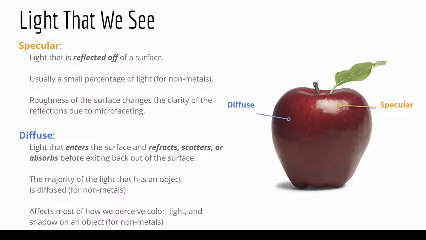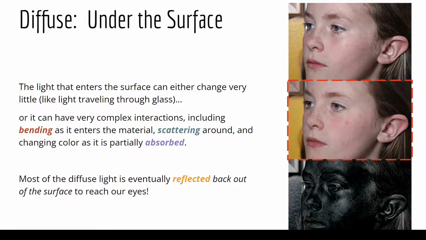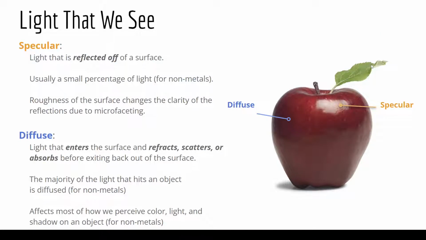So transitioning to terms that we're going to see in shading materials, we're going to define reflection and light entering the surface as specular and diffuse. So specular is going to be that reflection, the light that bounces off the surface and doesn't go underneath. Usually, if it's not a metal, that's a very small amount of light, right? You can see on this girl's skin, most of what we're seeing is not the light reflected off, it's the light that enters the surface. So that's the specular reflection.